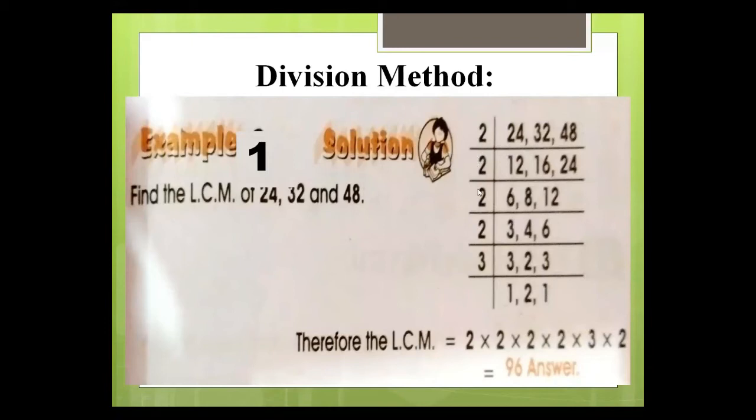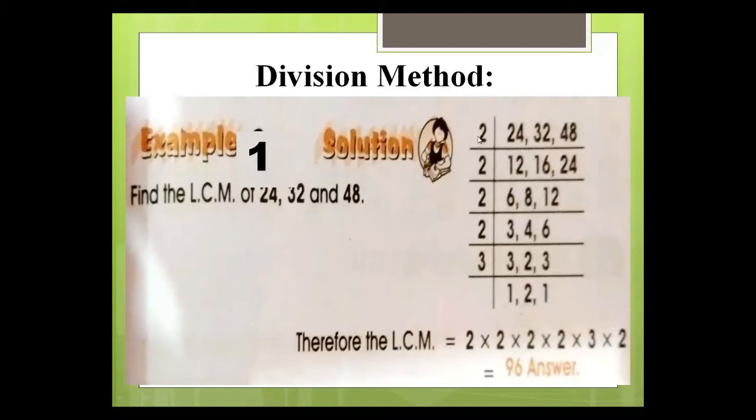So all of these divisors are your factors, which are 2, 2, 2, 2, and this 3. And then you have to take this 2 as a factor, because here this 2 is a remainder. Okay, and this remainder is a prime factor. That's why we take it as a factor with all of these factors.